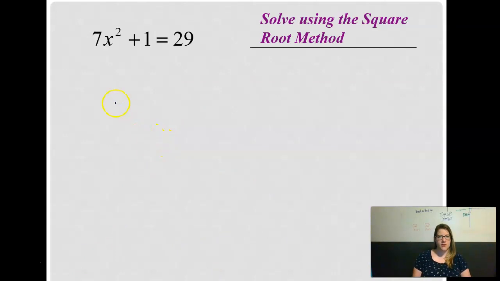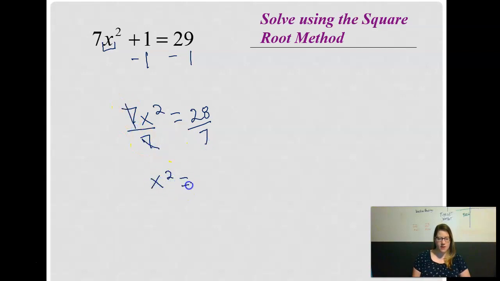All right, so again, first step, we want to get x squared all by itself. So the first thing we undo is this plus 1 by subtracting 1 from each side. So 7x squared equals 28. Divide both sides by 7. So now x squared is all by itself. 28 divided by 7 is 4.